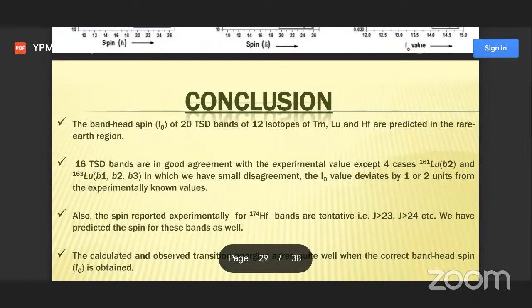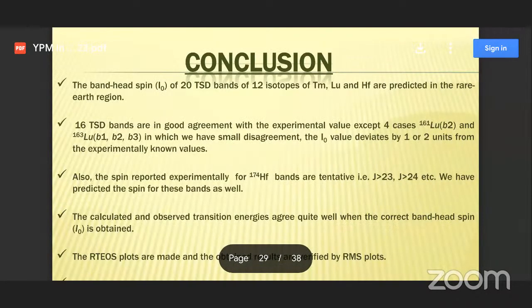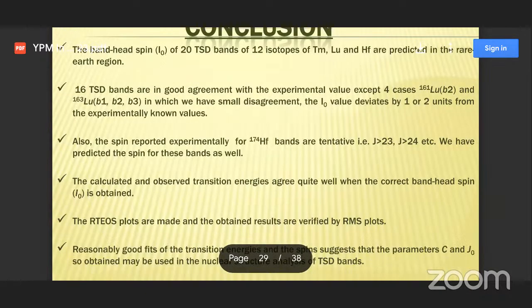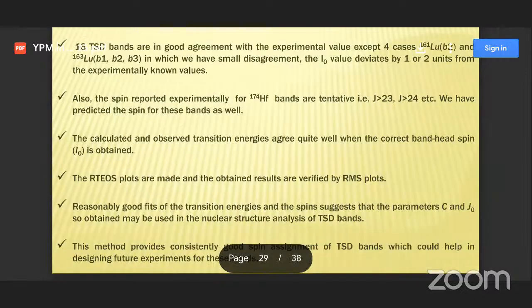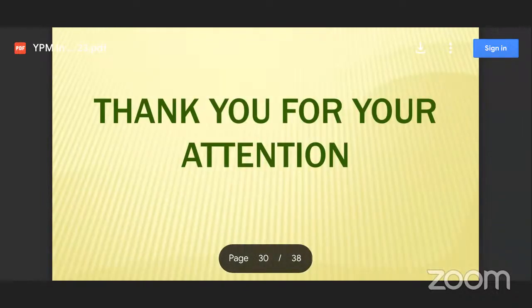So the conclusion: out of 20 SD bands, from the 12 isotopes of thulium, lutetium, and hafnium, we have predicted in the rare earth region. We have 16 bands with good agreement with the experimental value and 4 cases where we have a small disagreement by 1 or 2 units. We are able to calculate the spins for hafnium where tentative spins like J greater than 23, 24 are given. We have got a reasonably good fit for the transition energy and the spin suggested by the model. Thank you so much for the attention.